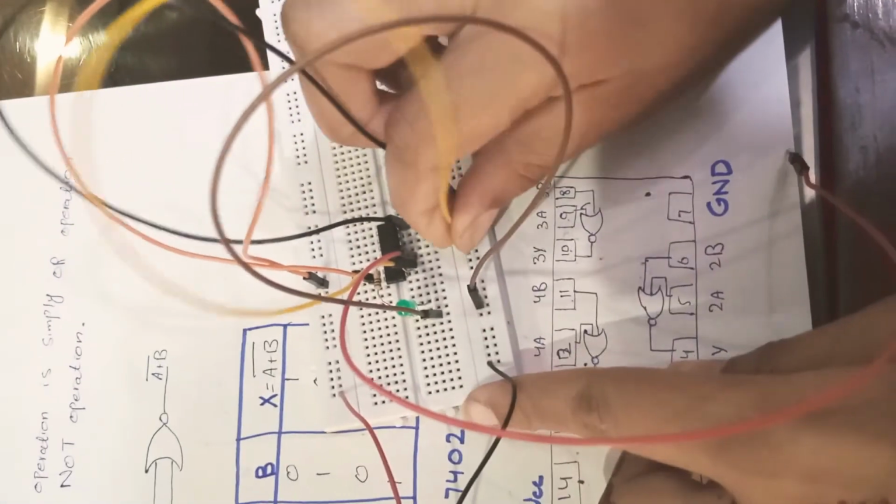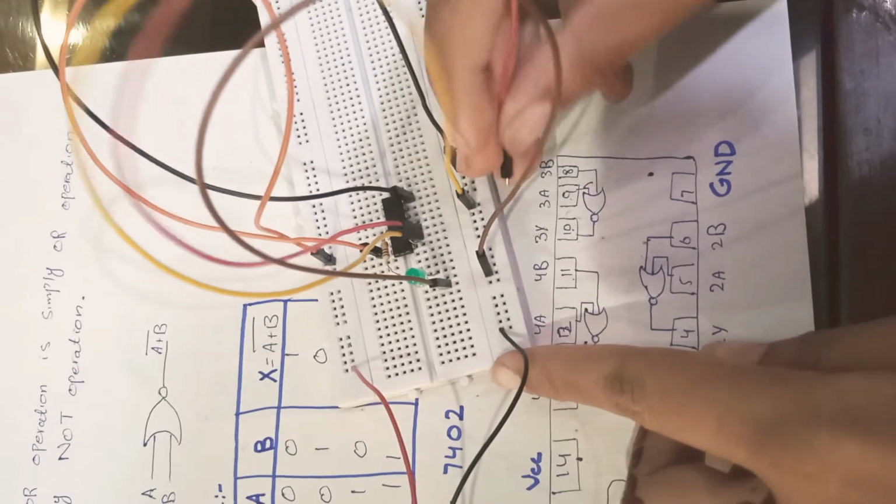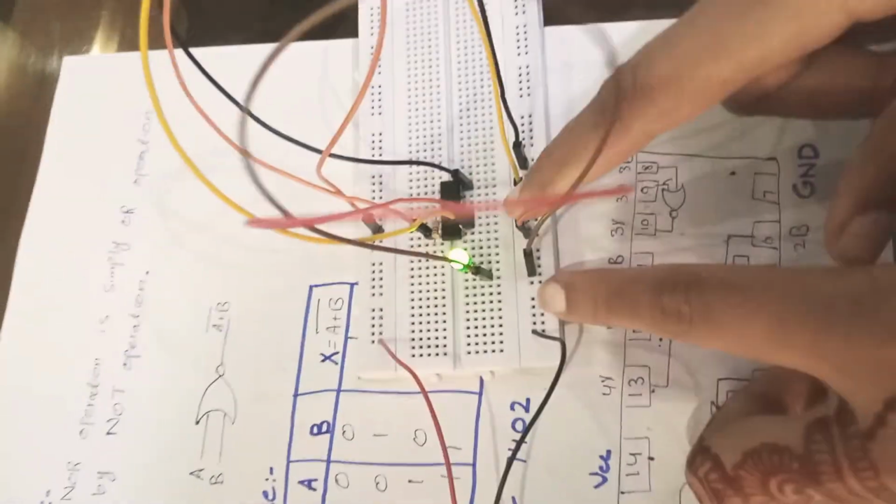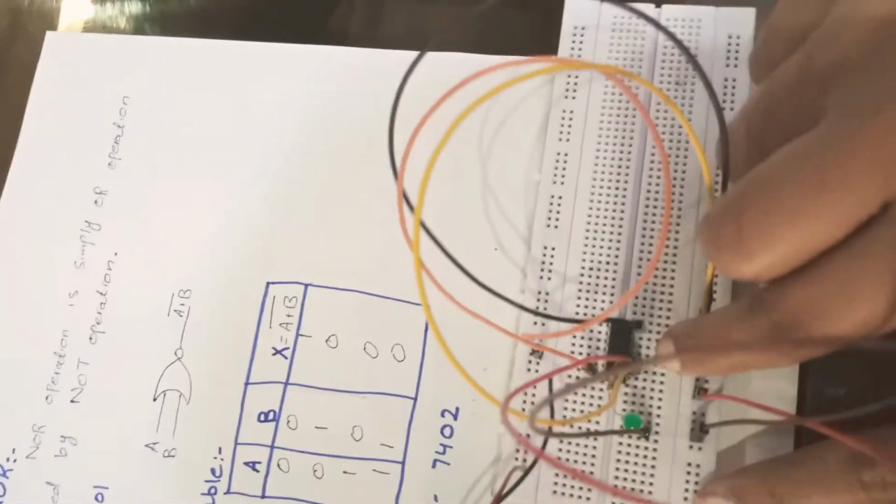Here I ground both inputs, and as you can see, the LED glows. The LED glows when both of its inputs are 0.